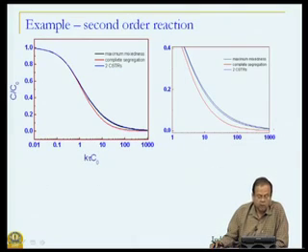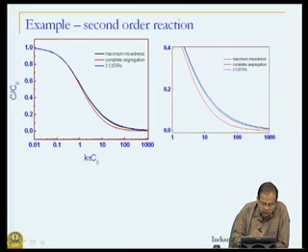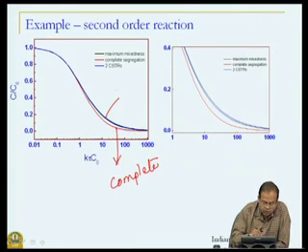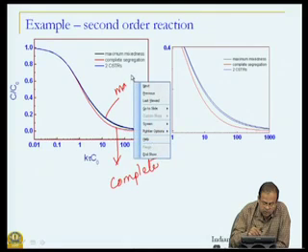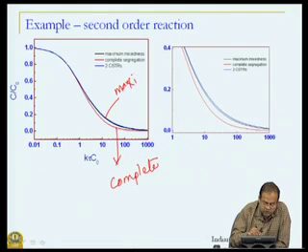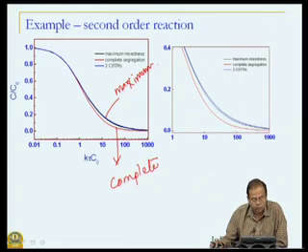If we do this, then once again for a second order reaction, we can see that this is residence time versus concentration. This is the case of complete segregation. This is the case for maximum mixedness. So, complete segregation gives you better conversions compared to maximum mixedness.